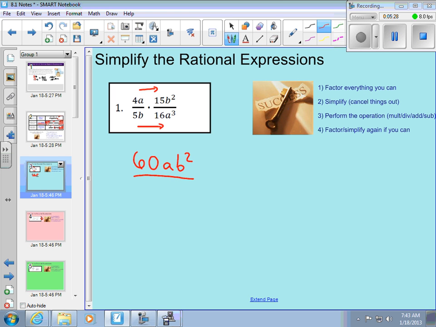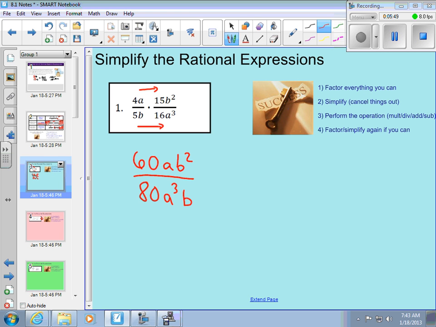5 times 16 gives us 80. And then we have b times a cubed. I'm going to write it in alphabetical order just so it'll make it easier as we do our canceling later. Okay, now we multiplied, now we try to simplify.